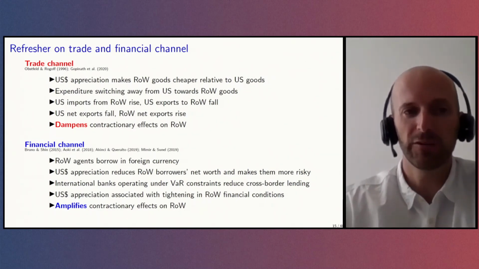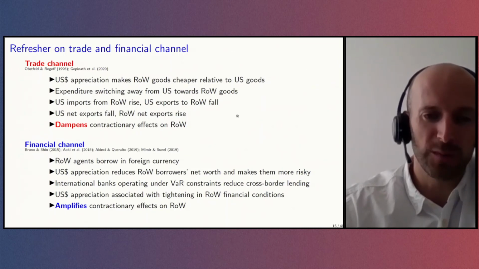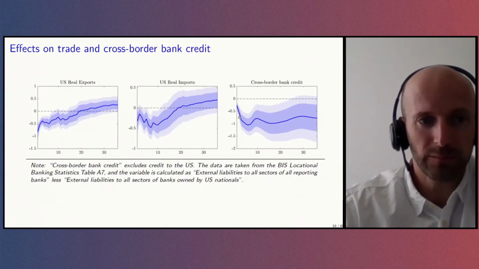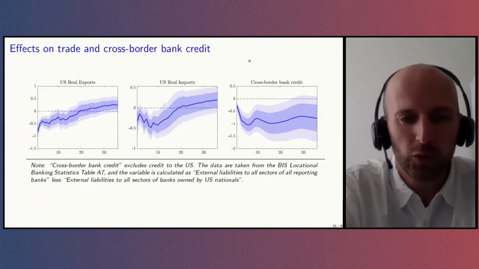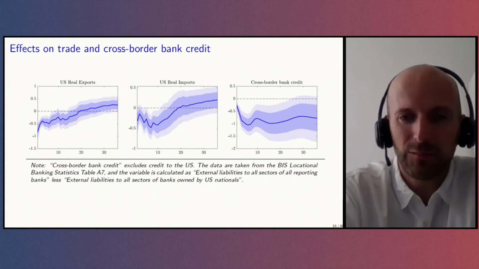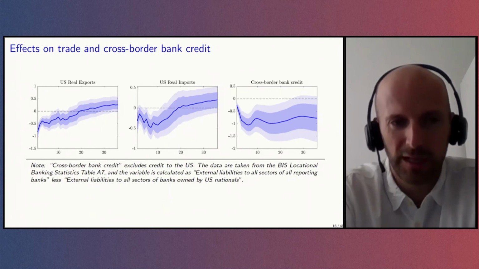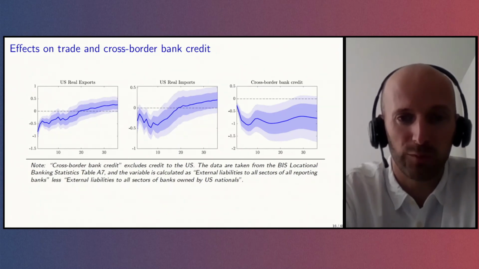Right? And so you see here again, there are these two channels that work in opposite direction, and we're just aiming to assess which of these two is stronger. Before I move on to assessing precisely this, let me show you these three impulse responses which suggest that the trade and the financial channel may be operative in the data.